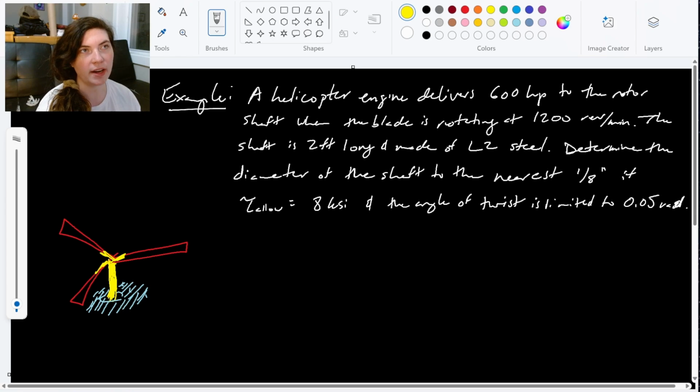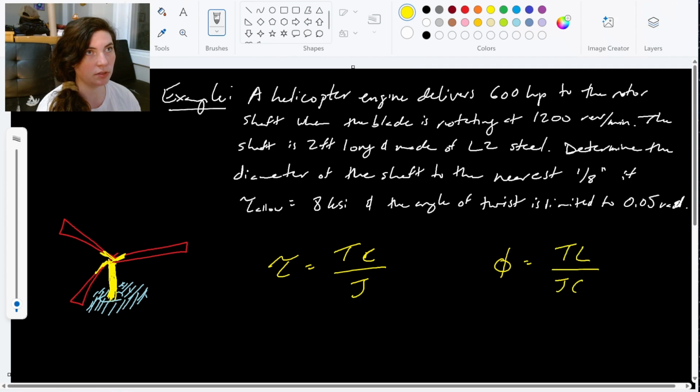So right off the bat, the first thing that we're going to encounter is that we have two limiting cases here. We're limited both by the shear stress and by the angle of twist. If we look at each of those equations, our shear stress is that torque times the outermost radius over the polar moment of inertia, and our angle of twist is torque times length over polar moment of inertia times shear modulus of elasticity.